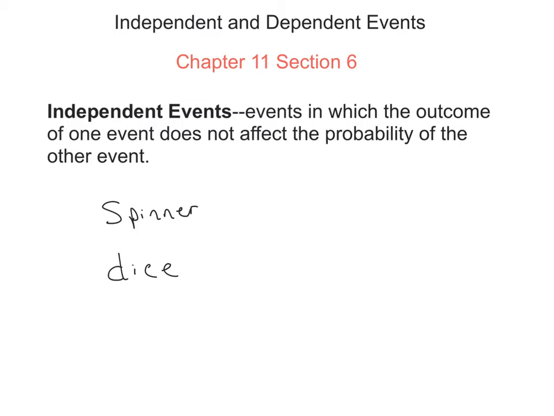Once again, picking a card out of a deck of cards. In order for this to be an independent event, if I wanted to grab a second card from the deck, I would have to put the card that I pulled the first time back into the deck before I pulled the second card. Then it would be an independent event.